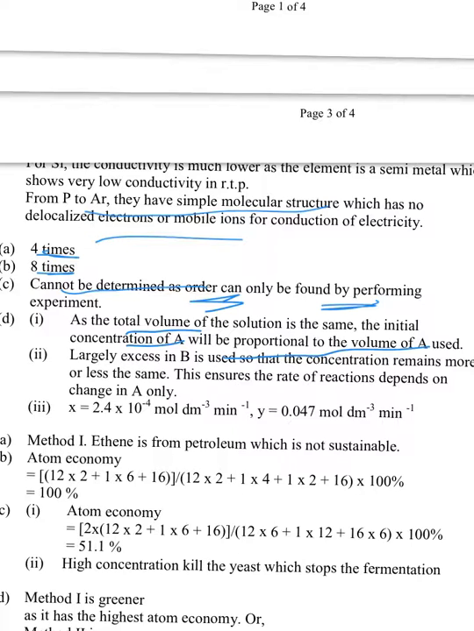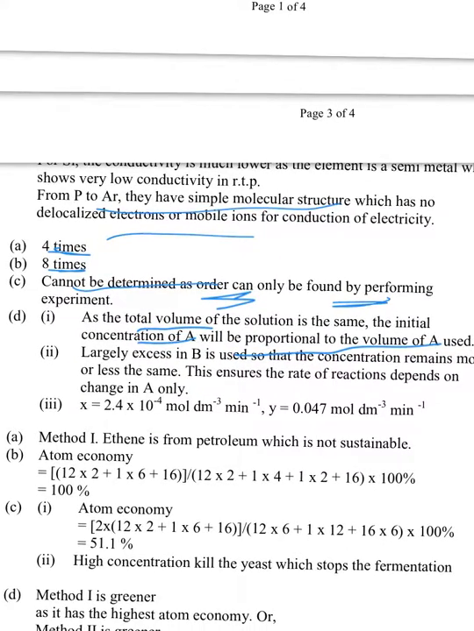Now, why we need a much higher concentration of molarity of B, I mentioned in the lesson many times, and please remember this answer. Large excess of B, because we don't want B to show any effect on the reaction rate. It ensures the rate of reaction depends on the change in A only. This is the main reason why we need a high and large volume of B, high concentration of B, in order to let only A affect the reaction rate.